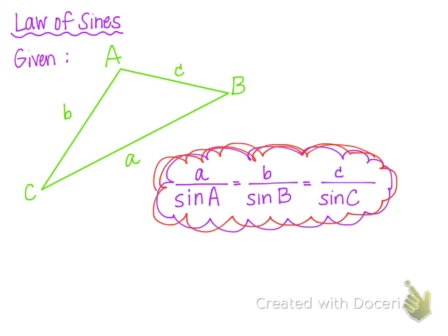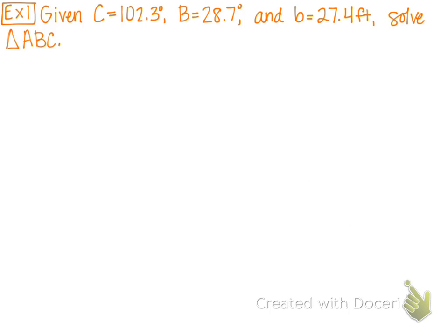So let's start on an example with the law of sines. Now these problems are kind of long, but we'll get through it. Given big C is 102.3 degrees, big B is 28.7 degrees, and little b is 27.4 feet. Solve triangle ABC.